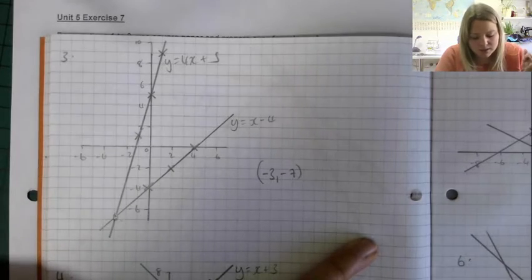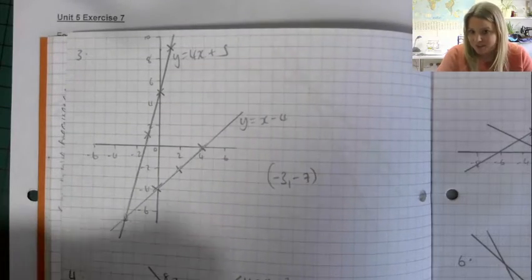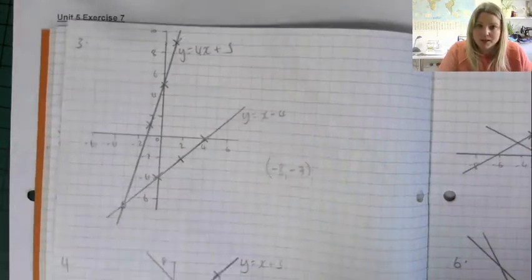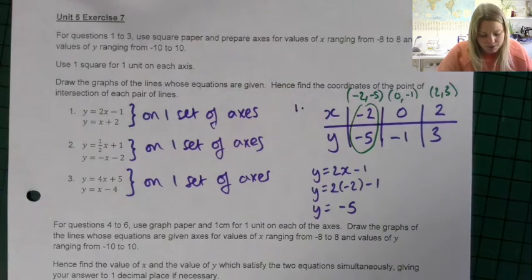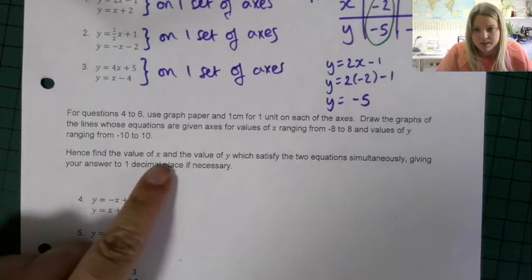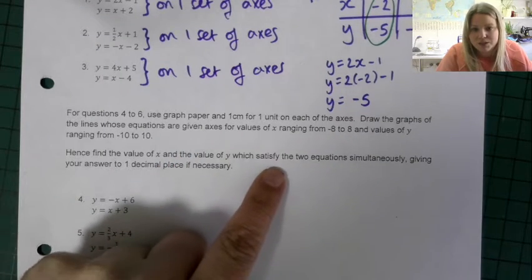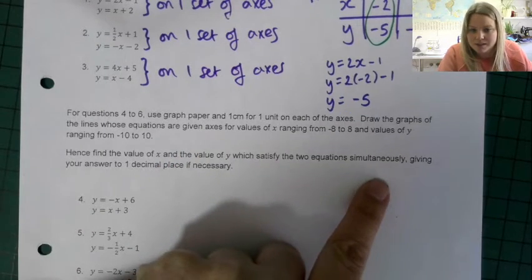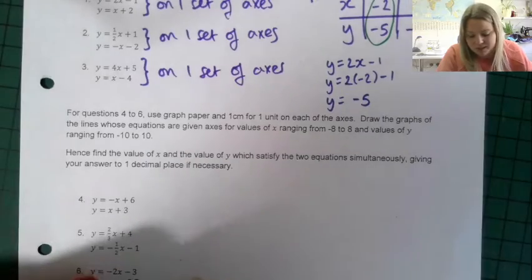Now, the reason that we're doing that is because, as we're about to see, that's quite a special point. So see the way it's worded down here. For these next ones, find the value of x and the value of y which satisfy the two equations simultaneously, giving your answer to one decimal place if necessary.